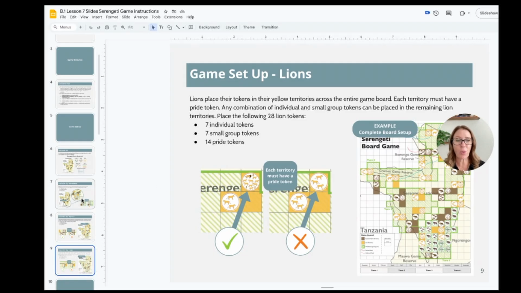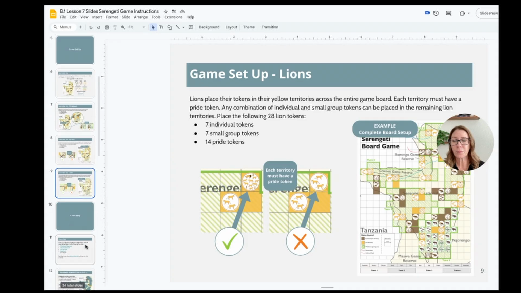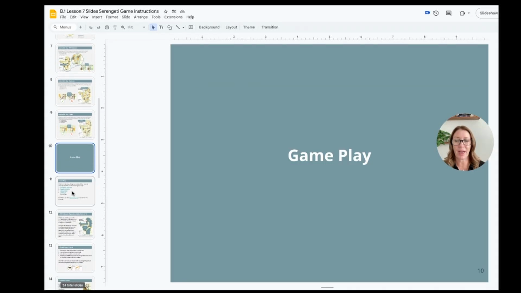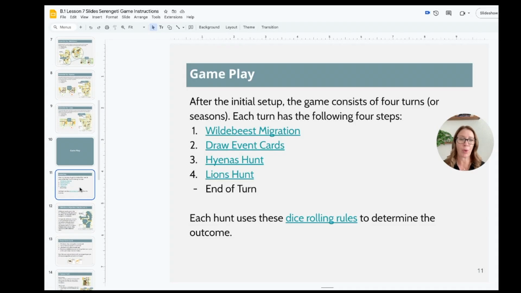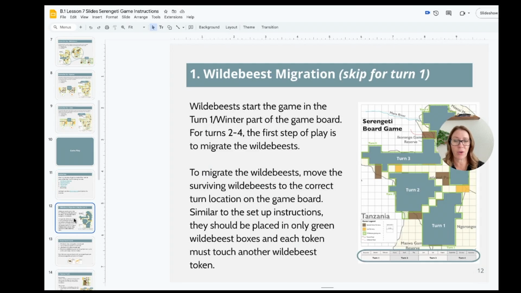Okay, now that the game board is set up, let's talk about the gameplay. And I would use this to go through the first round with everybody. Okay, so wildebeest migration, we already did it. We're set up into the first round. And so this one is already checked off for this season. Now we're going to draw event cards. So let's go to that one first.